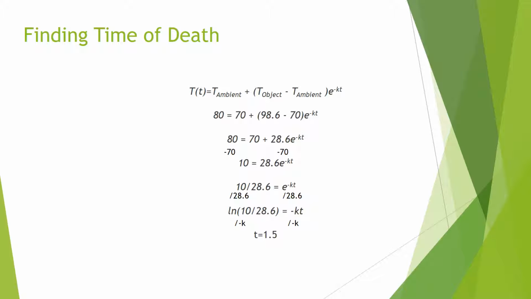Now that e is alone on the right side, we can take the natural log as we did before, and that'll allow us to interact with the exponents, giving us ln of 10 divided by 28.6 is equal to negative k times t. Now that we're able to interact with the exponents, we can divide both sides by negative k to find the exact time that elapsed.